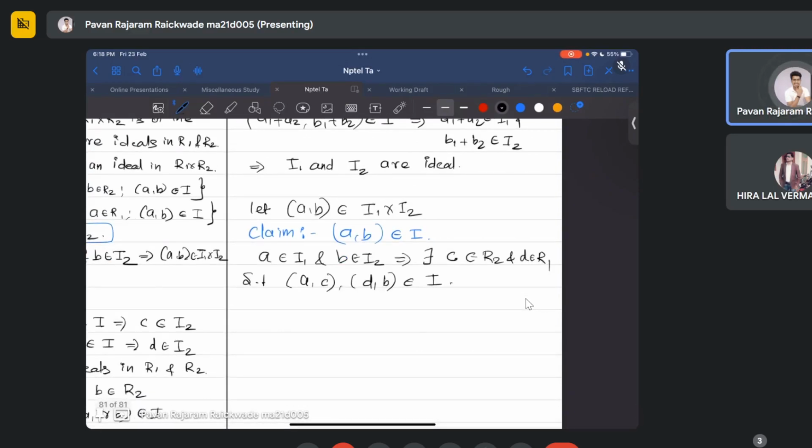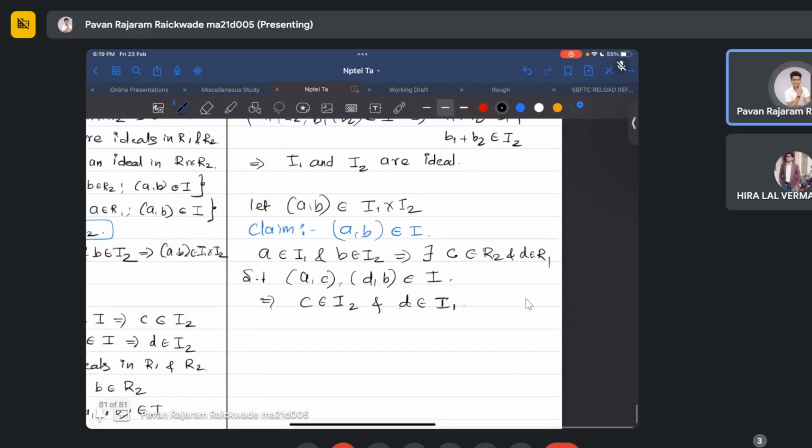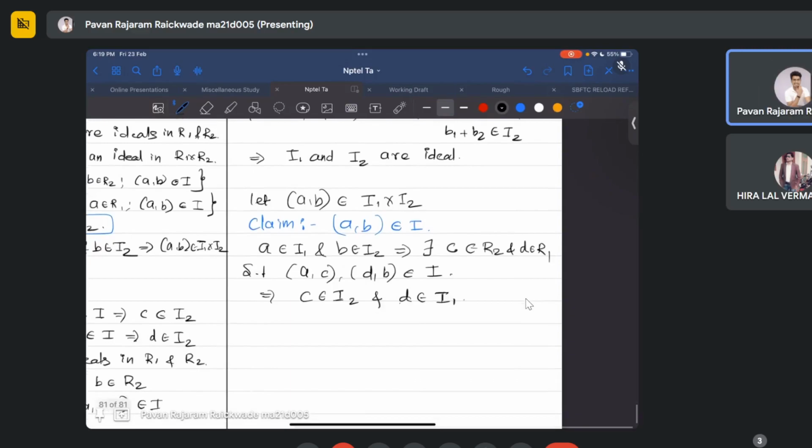But again, using the same definition repeatedly, what do you know? Since (a, c) is in I, this implies c belongs to I2 and d belongs to I1, right? Because they have the pairs. And these are ideals, so minus c also belongs to I2 and minus d also belongs to I1. So what do we get?